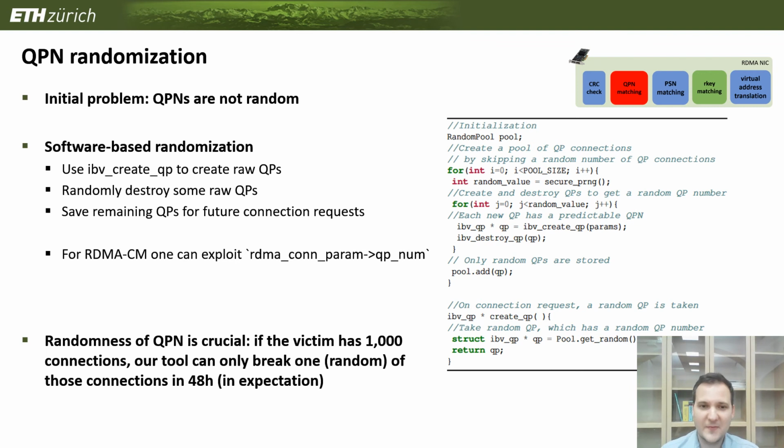Then we show that QPNs are not random. And actually, there is a simple software solution to that. Applications could create QP connections and not connect them. So they would get a connection ID assigned, the QPN, but the connections will just be in the initial state. So the application could randomly allocate all these QP connections and then connect them later on demand. As a result, QP numbers will be random for the clients.